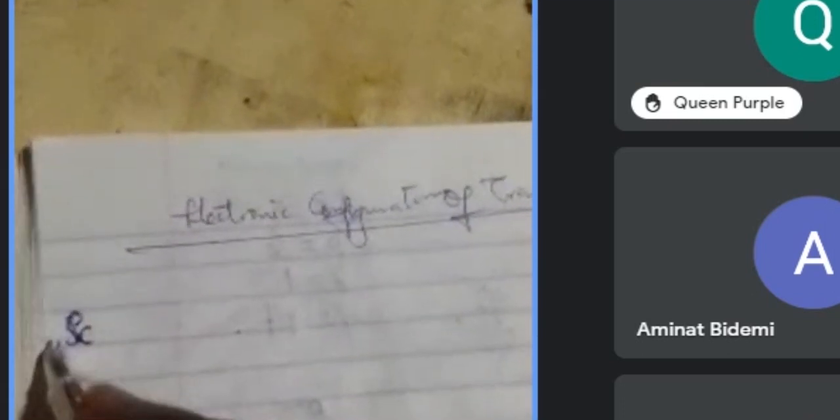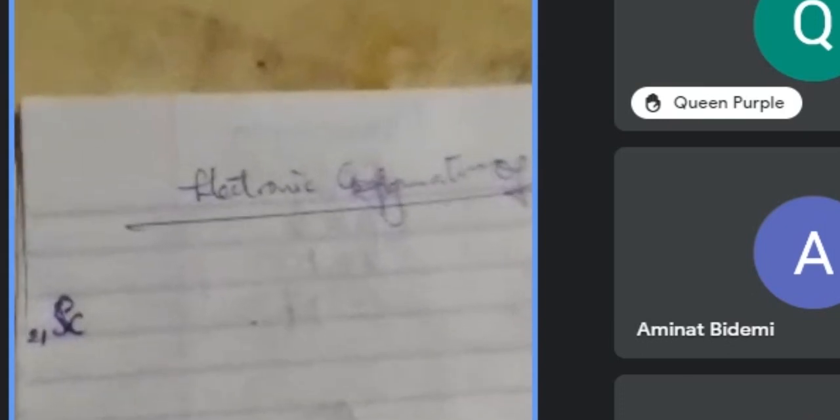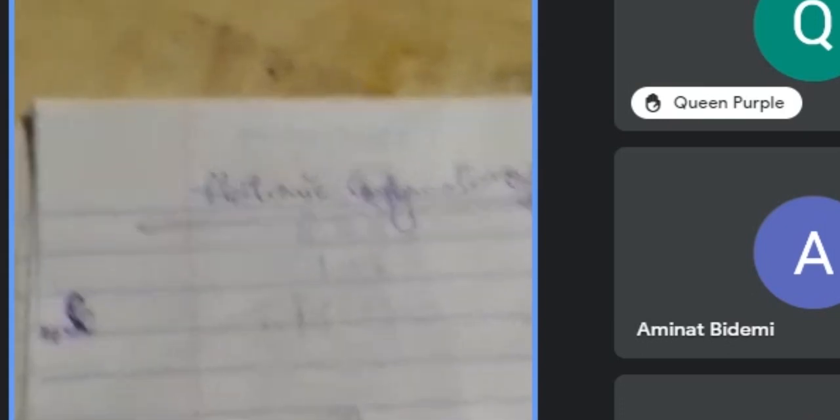So scandium has the atomic number of 21. Now we want to write their electronic configuration. Don't forget the Aufbau principle. That means in the formation of an atom, the filling of orbitals comes with filling the lower energy level first. We start from the lower energy levels. So scandium starts from the lowest energy level.